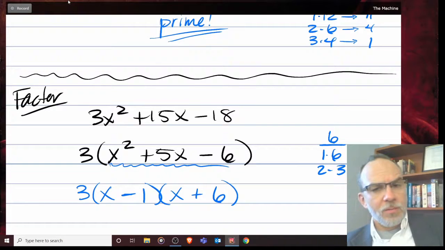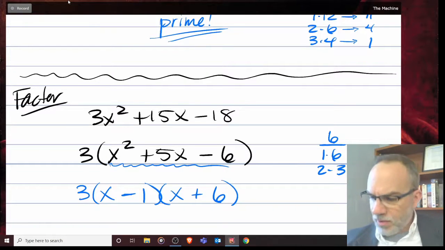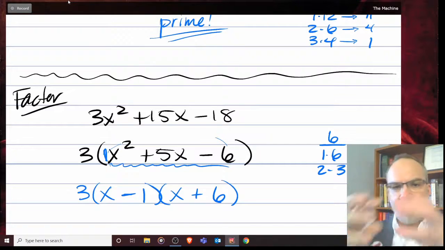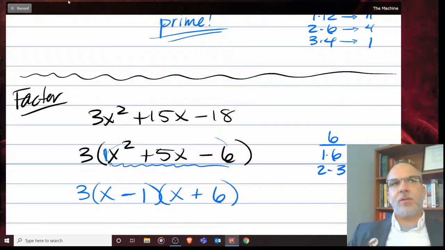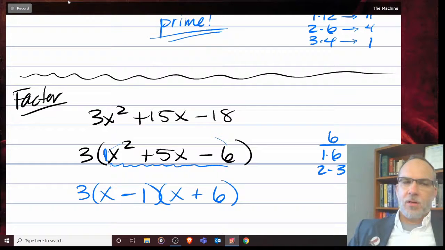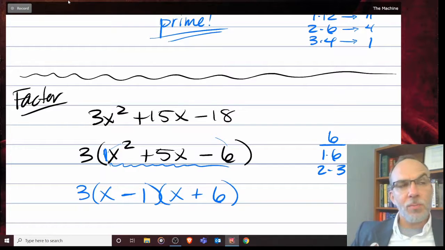You could do factor by the AC method here with this one. You could take the 1 times the 6 and you could take that 5x and split it out, because here's the deal. The AC method works with all of these. There are special factoring products like a difference of squares or a perfect square trinomial, special factor patterns that you can use. But the AC method will work for those too. The AC method will actually work with any quadratic if it factors.